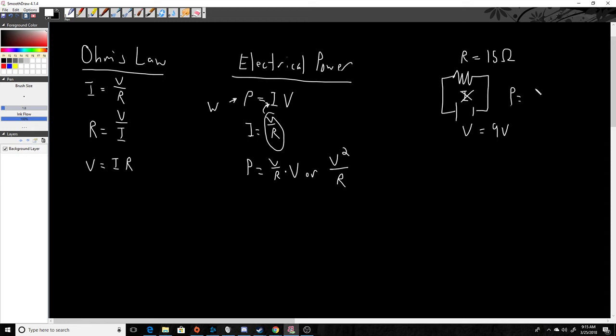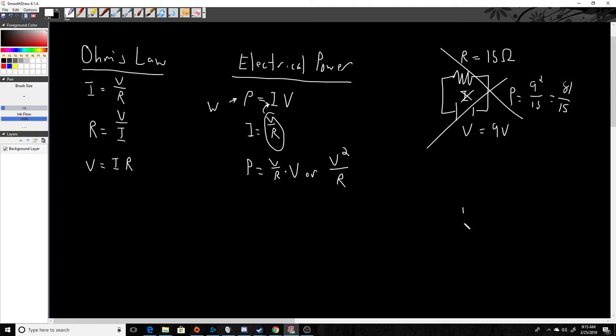Power is equal to 9 squared over 15, 81 over 15. I'm not going to go through all that work to calculate it out. You guys can do that. My big thing is to go through the different permutations for power here. But it's pretty basic, okay? Done with that example.